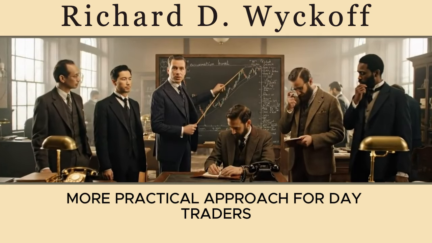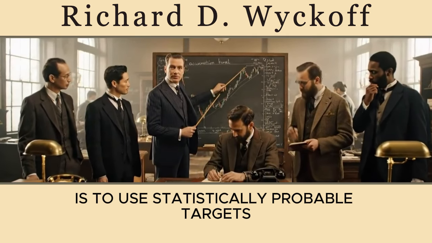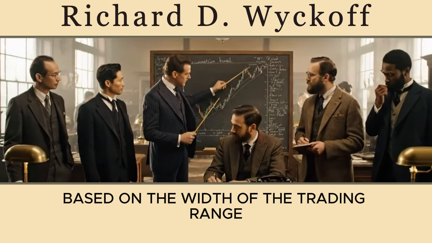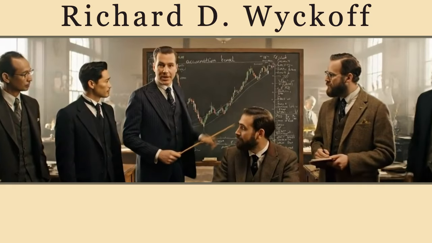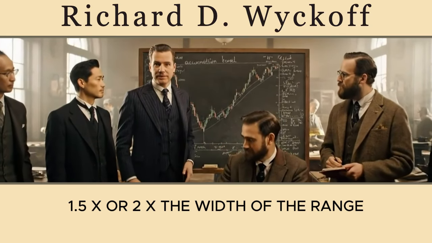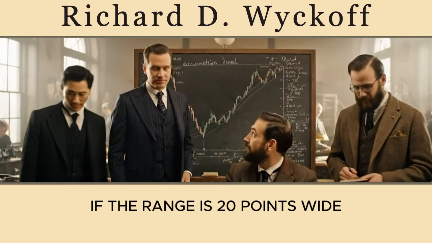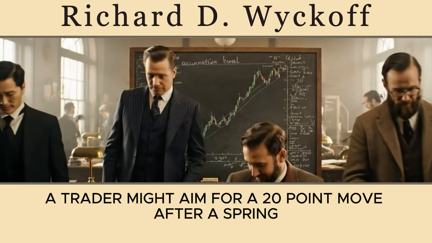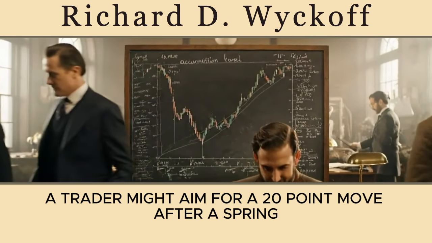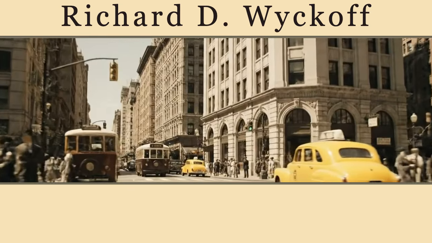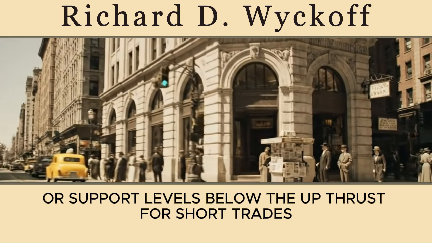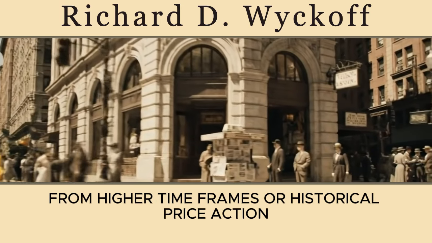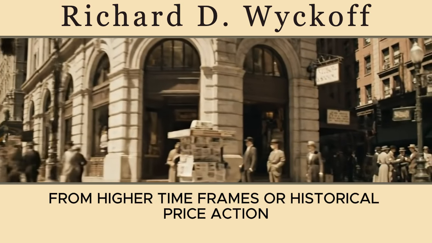A simpler, more practical approach for day traders is to use statistically probable targets based on the width of the trading range. For instance, a common strategy is to target 1x, 1.5x, or 2x the width of the range. If the range is 20 points wide, a trader might aim for a 20-point move after a spring. Another approach is to identify logical resistance levels above the spring, for long trades, or support levels below the upthrust, for short trades, from higher time frames or historical price action.